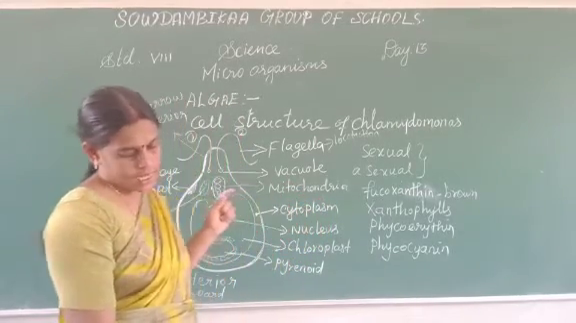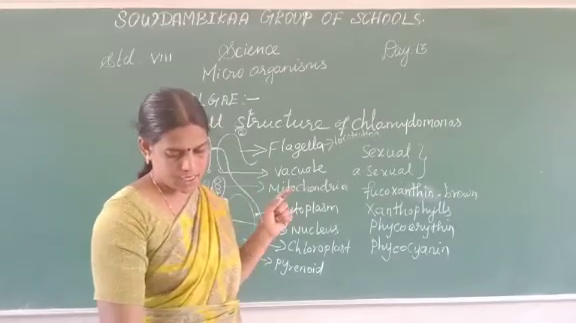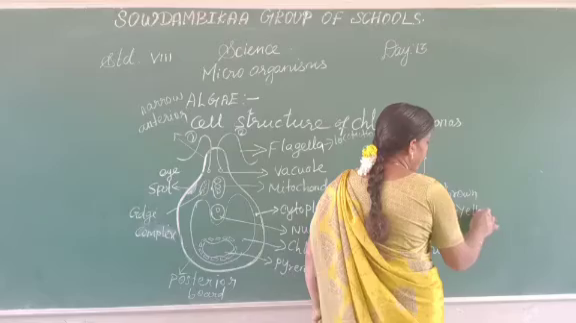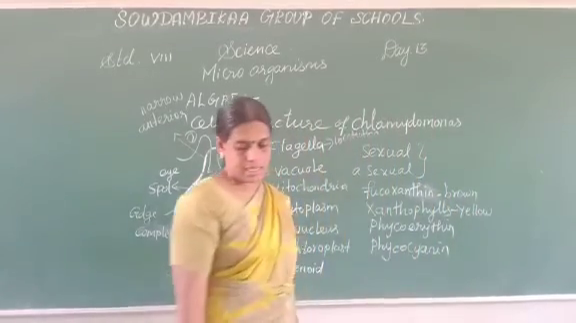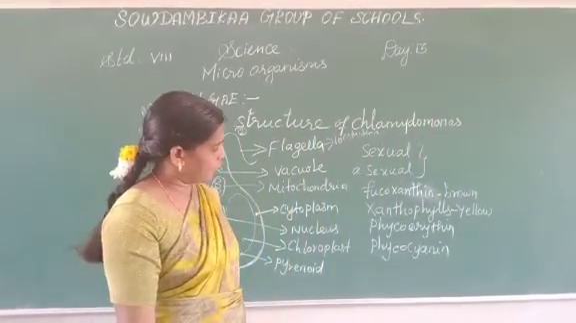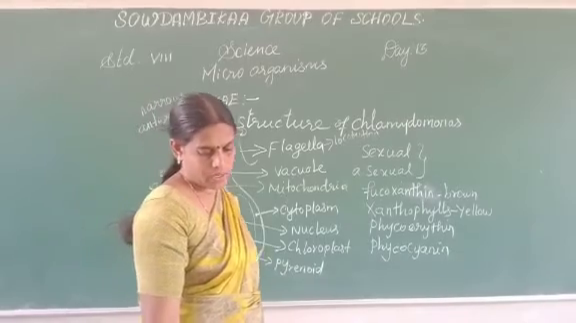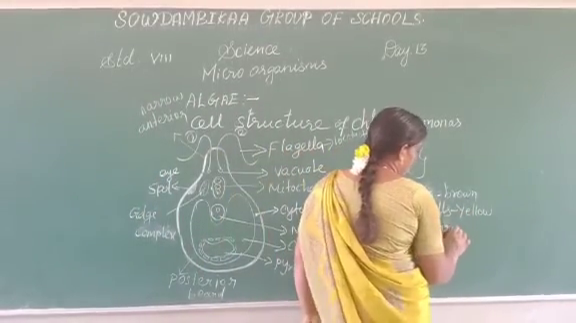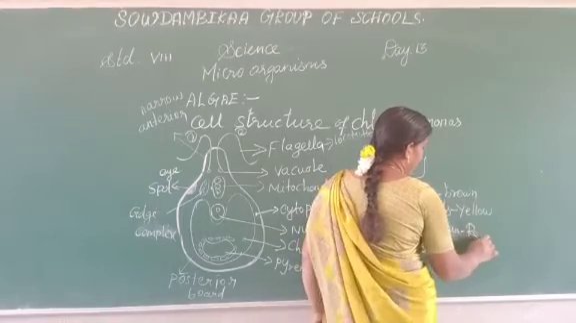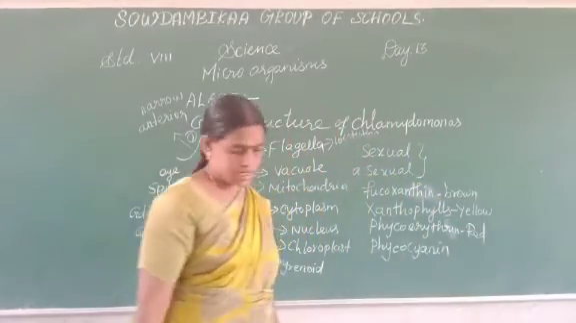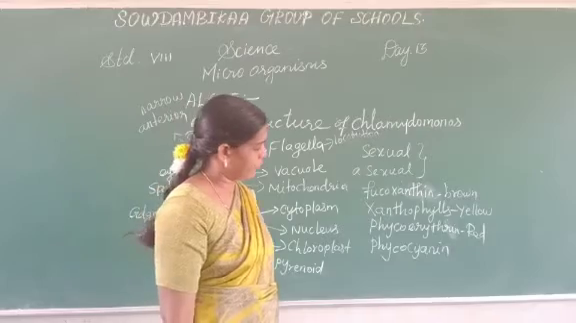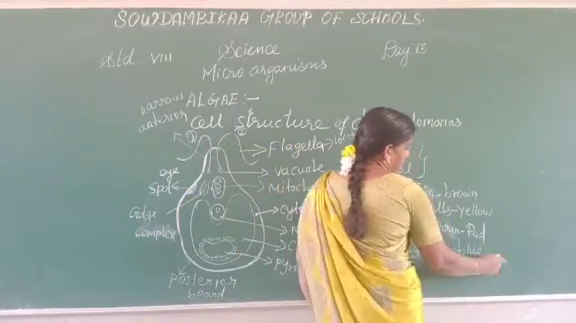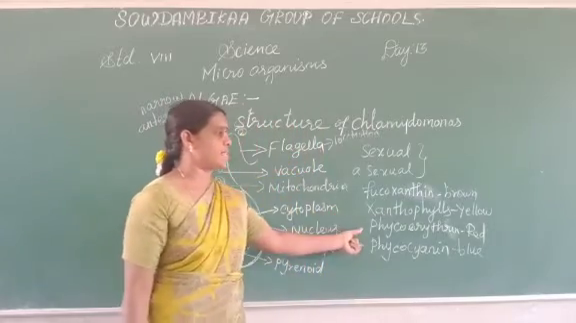Next one is xanthophylls. It is yellow in color, so the alga has a yellow color. Next one is phycoerythrin. It is red in color, so the alga has a red color. Next one is phycocyanin. The alga is blue in color. These are the pigments.